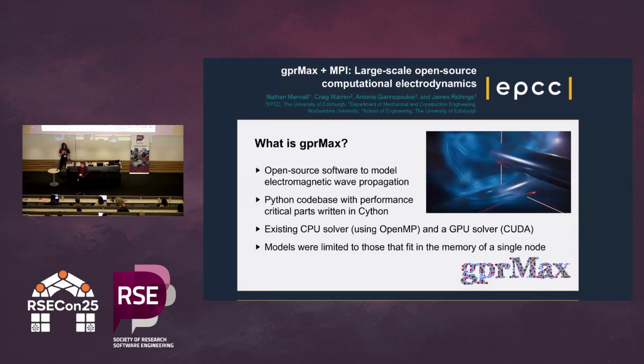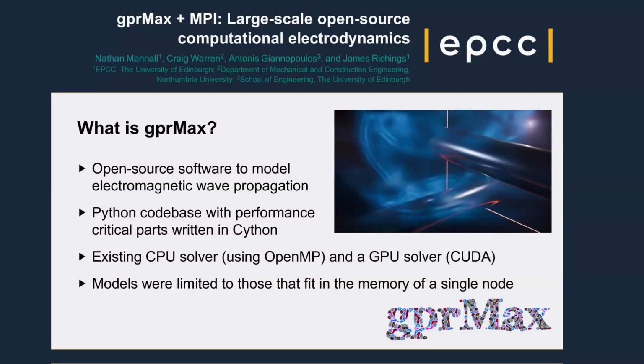Hi, I'm Nathan. I'm working at EPCC. I'm presenting some work here to add MPI to gprMax. gprMax is an open source Python code base with performance critical parts written in Cython. It was originally developed to model ground penetrating radar. However, it has a lot of applications anywhere where you want to model the propagation of electromagnetic waves.